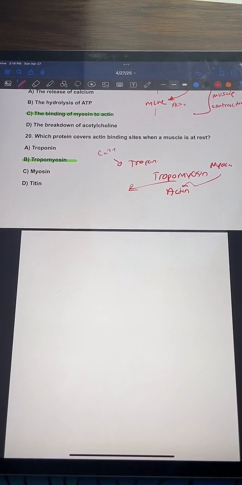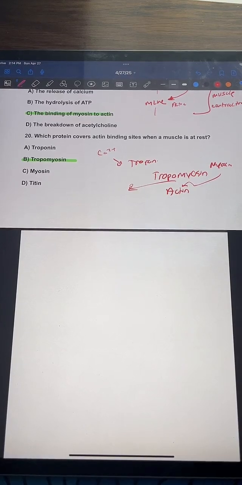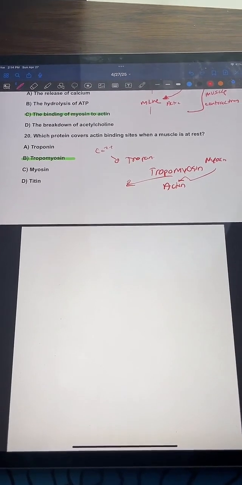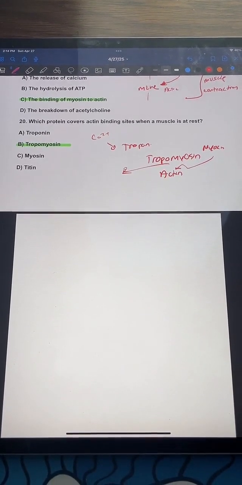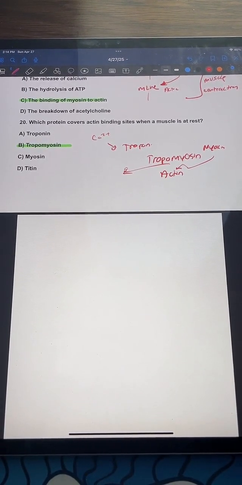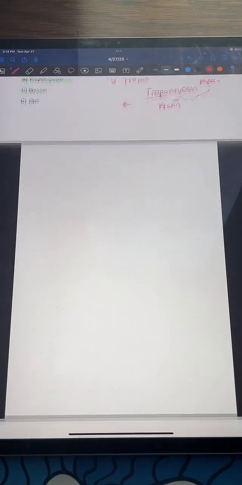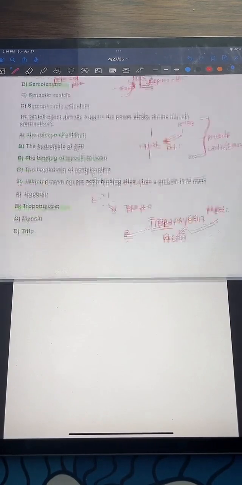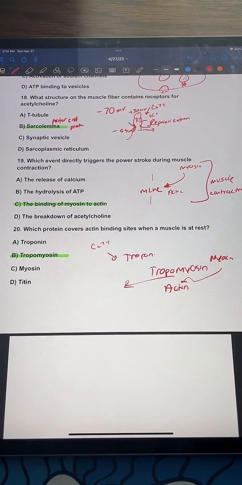Alrighty. Hopefully that made sense, everybody. I am going to take just a little bit of a break. I'm going to fix my computer real quick, and I just have to go to the bathroom. I will be back. We're going to do the skeletal system here in just a moment. Question 19 was the binding of myosin to actin. I'll be back in like 5 or 10 minutes.